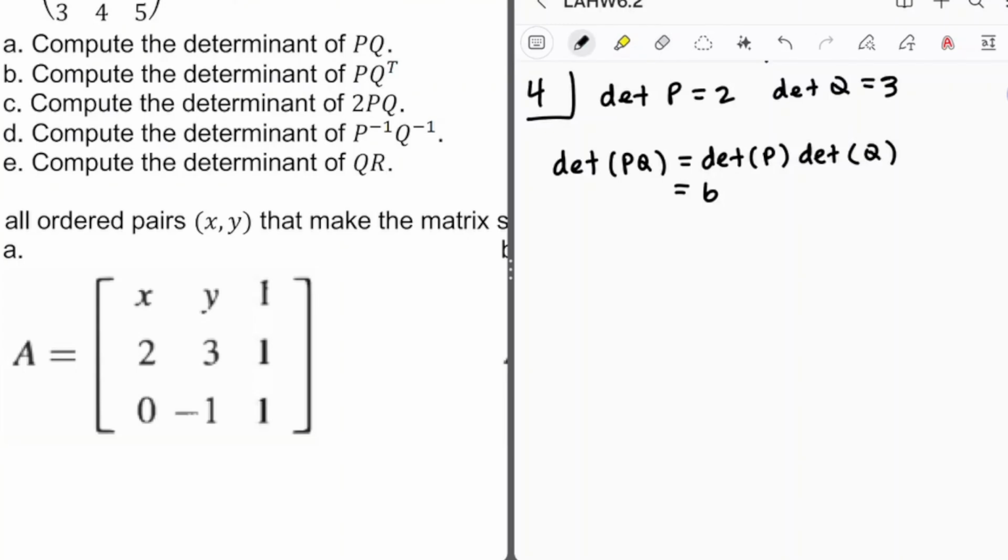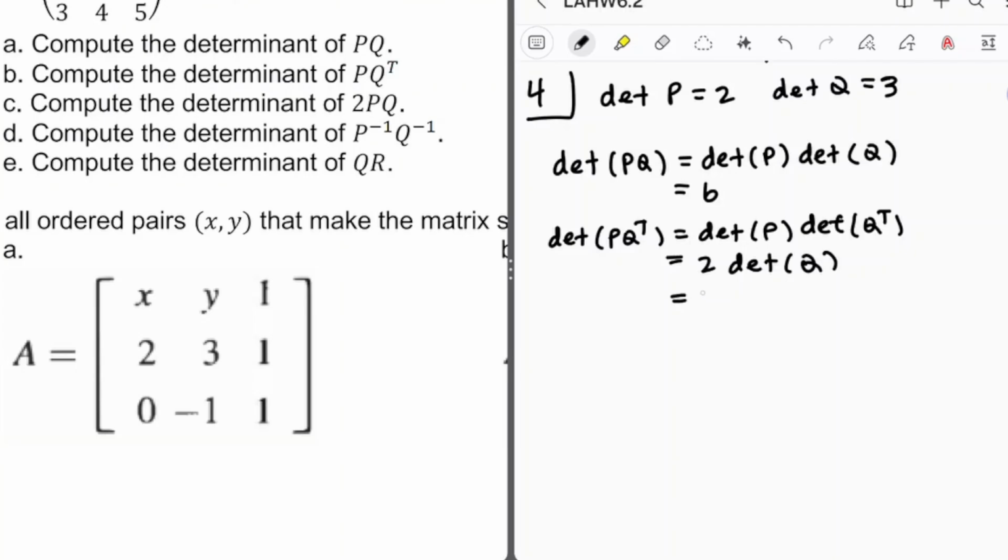The determinant of P multiplied by Q transpose. We know that the determinant of Q is equal to the determinant of Q transpose, so the determinant of PQ transpose is the determinant of P multiplied by the determinant of Q transpose, which is going to be 2 times the determinant of Q, because those are equal, and that's going to be also 6. All right, then determinant of 2PQ.